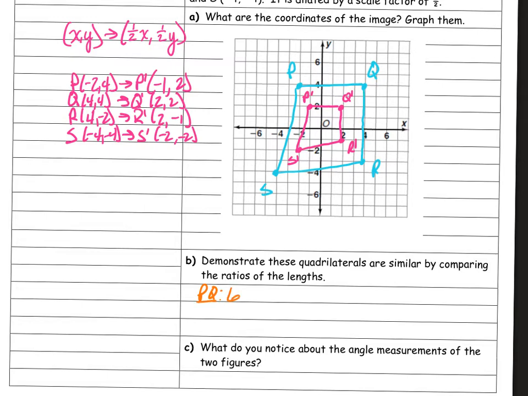And I know that P prime, Q prime is 3. So that simplifies, so that would be a ratio of 2 over 1, yeah? And then we're going to do QR, because I can't read my own writing. QR is also 6, and Q prime, R prime is 3, which simplifies to 2 over 1.